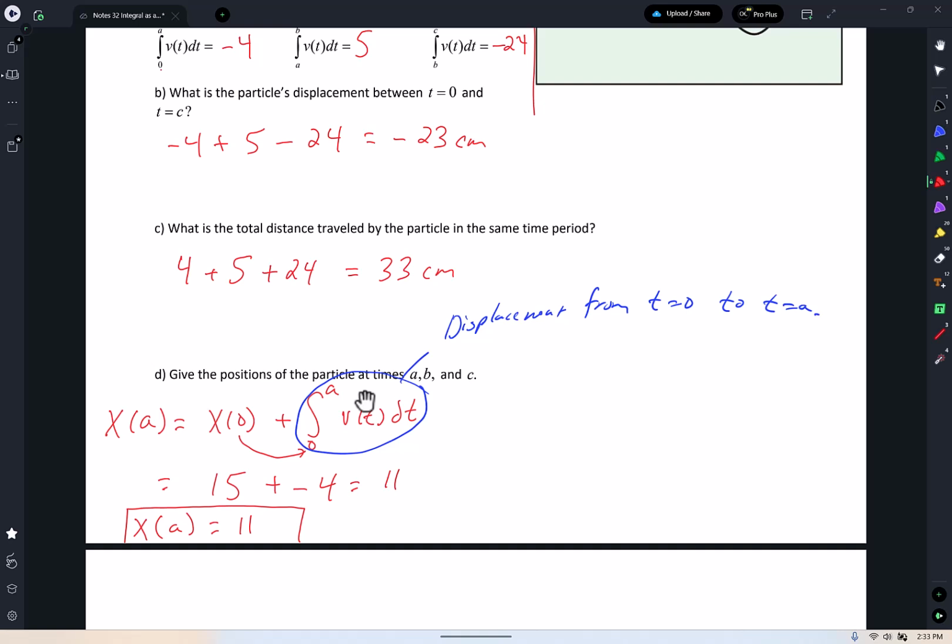Are we okay? Okay. So now if I want x of B, I'm going to write x of B. I could start from the beginning, 0 all the way to B, or I can start at x of A. It does not matter. So I'll do both. I can say x of 0 plus the integral from 0 all the way to B of v of t dt. Or I could say x of B equals x of A plus the integral from A all the way to B of v of t dt. They both will give you the same answer.